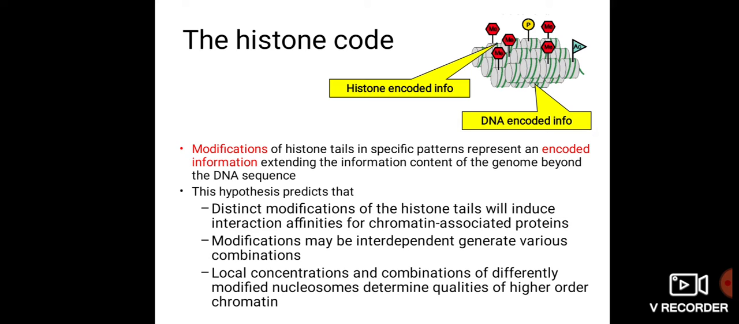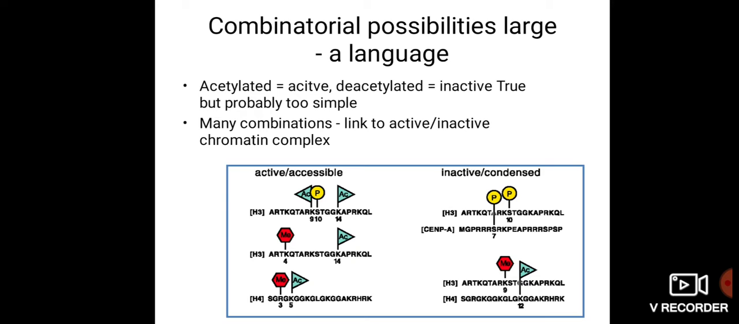This suggests that distinct modifications of the histones induce interactions between chromatin and associated proteins. Modifications may happen independently, or one modification can help in the other modifications in different combinations, and the combination as well as the modifications play an important role in the higher order structure of the chromatin. So there are combinatorial possibilities which are going to be read as a language.